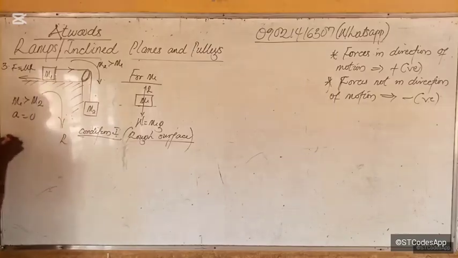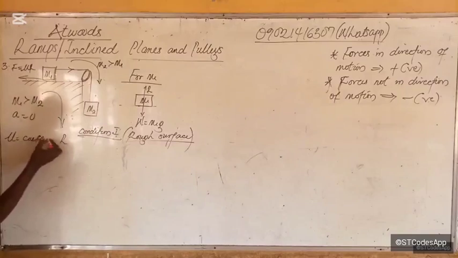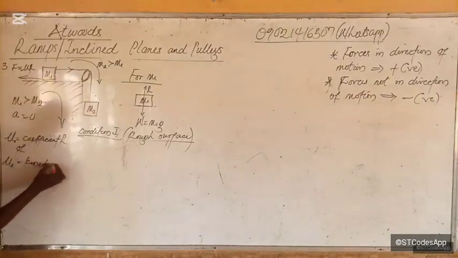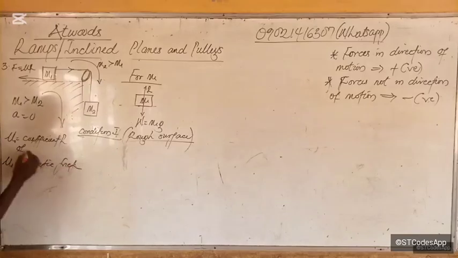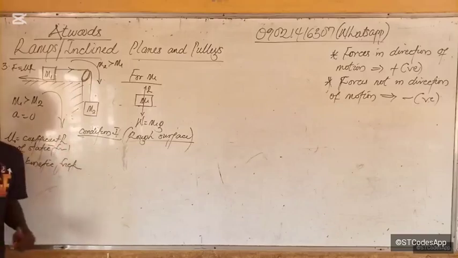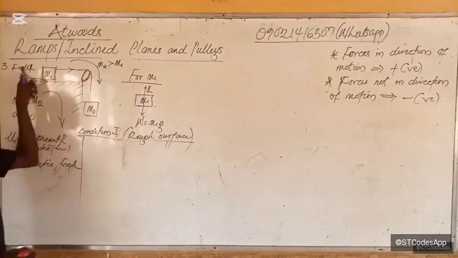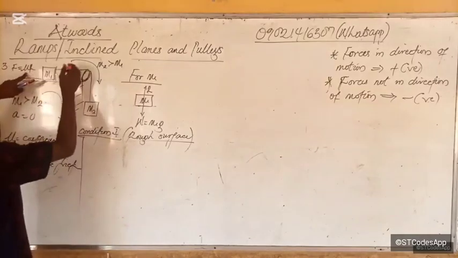So mu stands for the coefficient of, now at the stationary point it will be coefficient of static friction, so we'll call it mu s, and mu k for coefficient of kinetic friction. Then mu s, that is coefficient of static friction. All right. So for condition 1, the force that will be acting opposite will be mu R, and the force that will be acting in this direction will be tension.